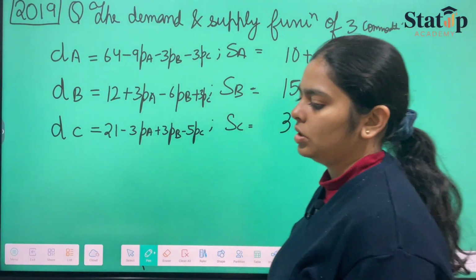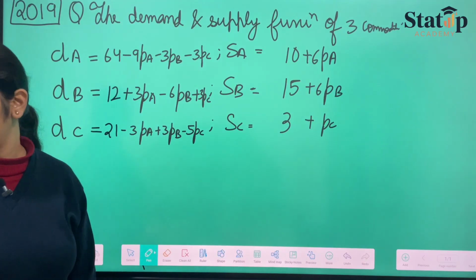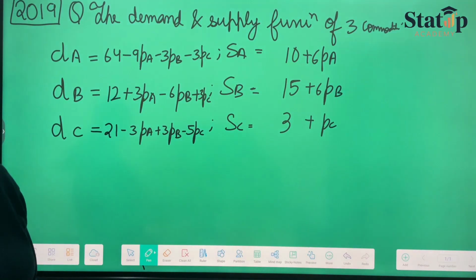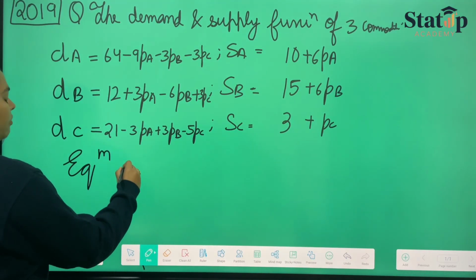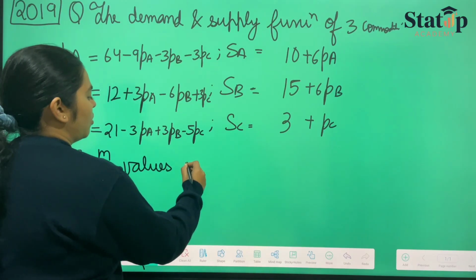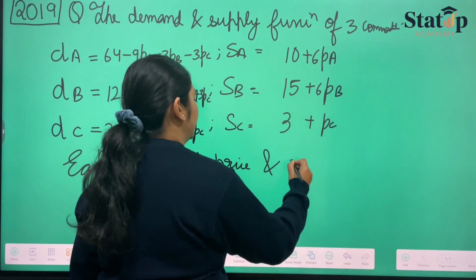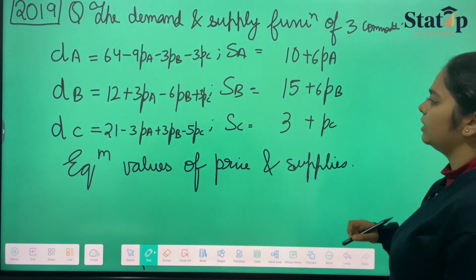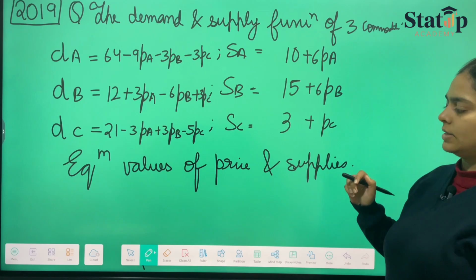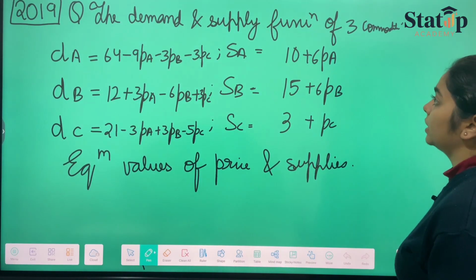So this is our question, and it has been asked in 2019, and we have to find the equilibrium values of price and supply of all three commodities. The equilibrium values of price and supplies of all three commodities means at equilibrium we have to find PA, PB and PC, SA, SB and SC. Okay, so let us begin this question.